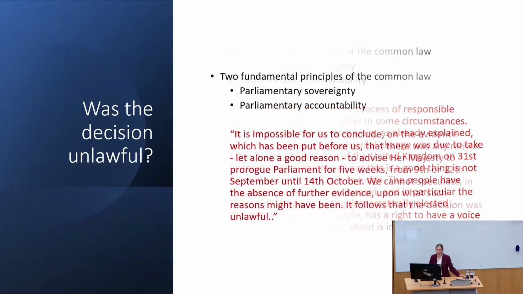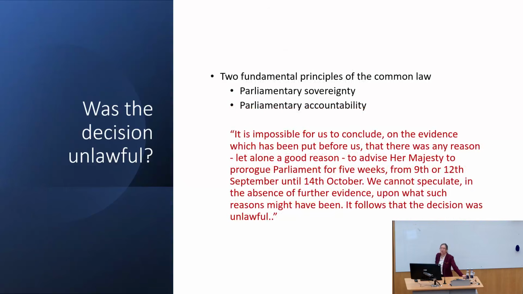So did they have a justification? No. So in the classic phrase, it is impossible for the court to conclude on the evidence which has been put before them that there was any reason, let alone a good reason, to advise Her Majesty to prorogue Parliament for 5 weeks from the 9th or 12th of September until the 14th of October. We can't guess as to what your reason is. That would be bad. We can't do that. You have to give us a reason. You haven't given us a reason. So this is unlawful. Okay?